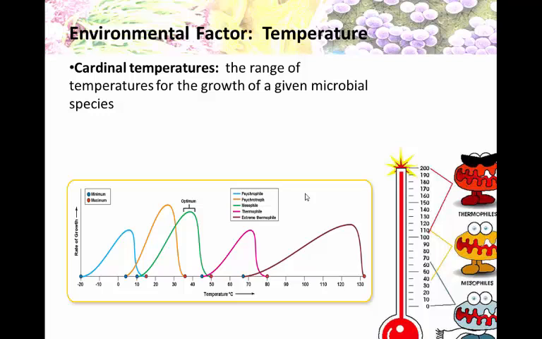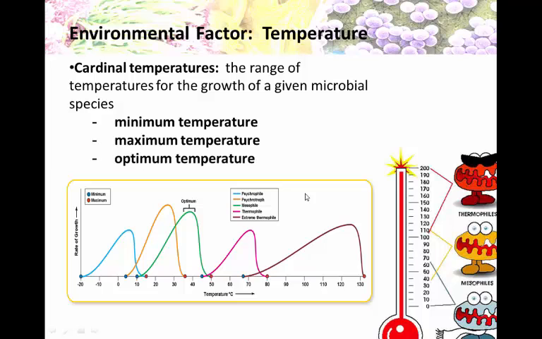So our first environmental factor we're going to talk about is temperature. Okay. Now, every organism will have a set of cardinal temperatures. This is the range of temperatures for growth of a given microorganism. Now, this will include a minimum temperature, which would be the lowest temperature that that organism can survive in. A maximum temperature, where these organisms are sort of at their peak temperature. It's the highest temperature that they can acclimate to. Anything higher than this, the organism will not function. And then an optimum temperature where the organism functions best.